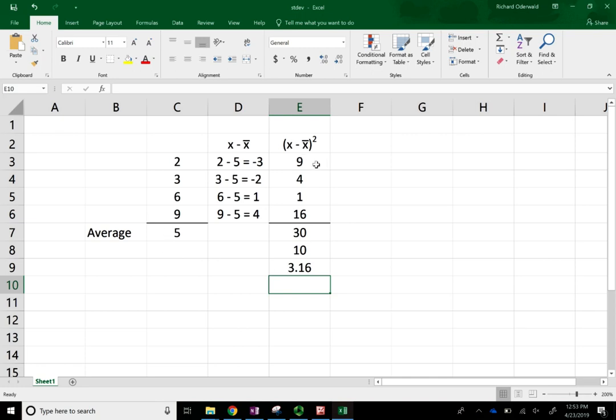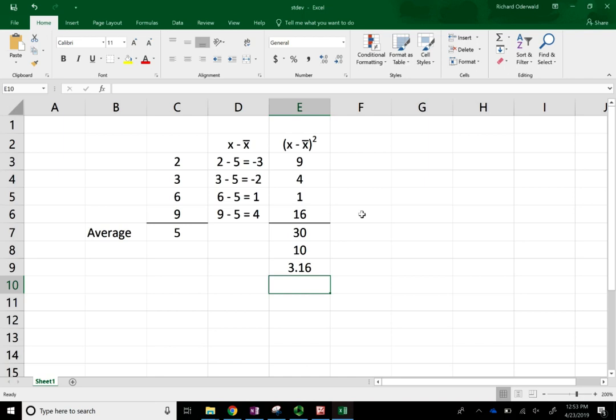Another thing to notice is that the standard deviation is always positive. We've calculated the difference between the observation and the average, which could give us a negative number, but then each number is squared. We add those up and divide by n minus 1, so we have 3.16 positive. We can never have a negative variance or a negative standard deviation.